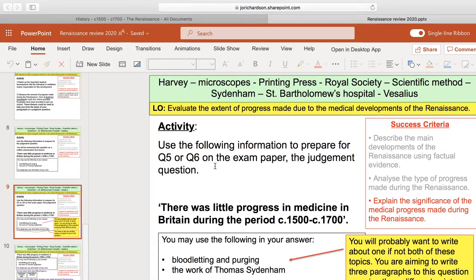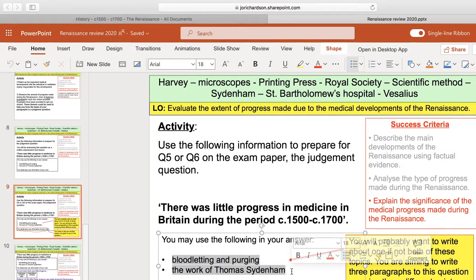If your question's about progress, in this case it is important for you to make sure you get those high marks. Now, the two points that it gives you, in this case, are bloodletting and purging. It says there was little progress in medicine, so you can use bloodletting and purging, thinking about how they've continued. You can use the work of Thomas Sydenham, but if you only use those bullet points, you are capped, okay?